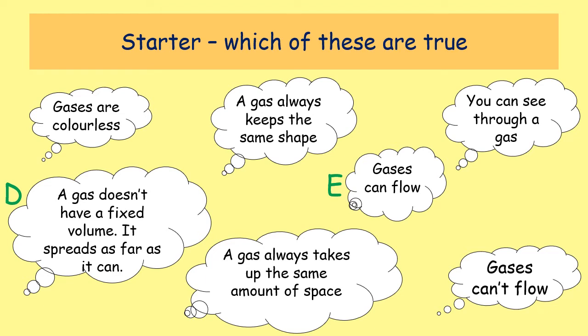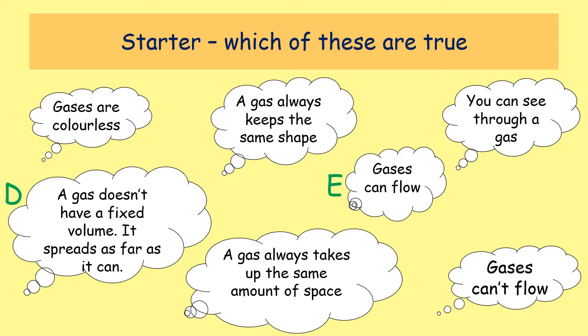Now the other statements, some of them can sometimes be true. So gases are colourless. Now air is the main gas that we're aware of, and it is colourless. However, smoke is also a gas, and we can't see through it. Gases definitely don't keep the same shape. They move to fill whatever shape they can. Again, you can see through a gas. That is true for a lot of gases, but again, smoke is a gas that you cannot see through.